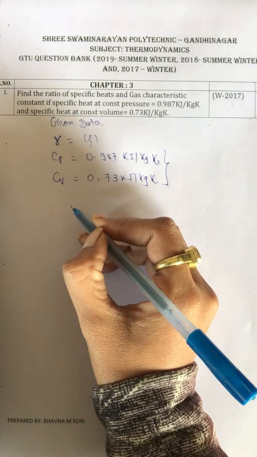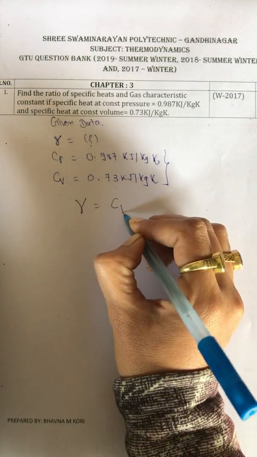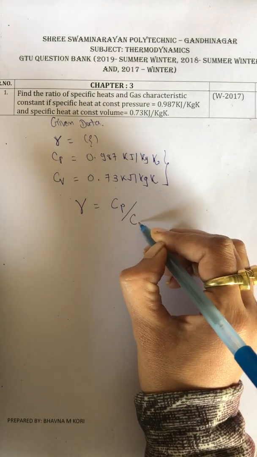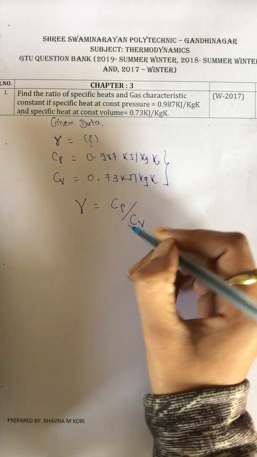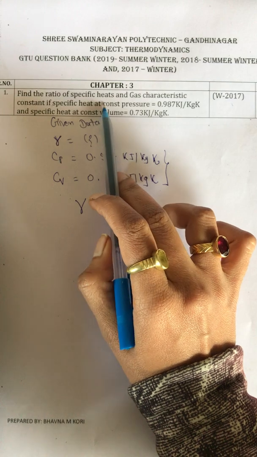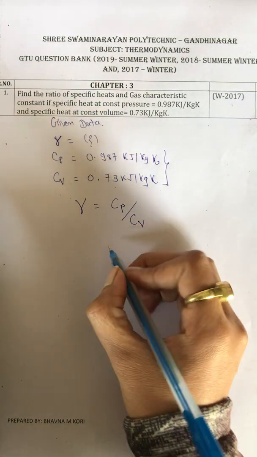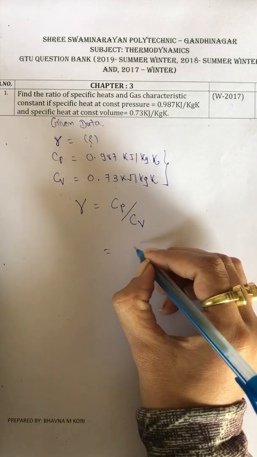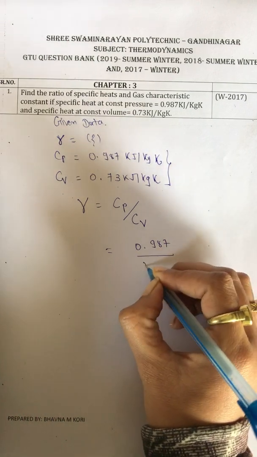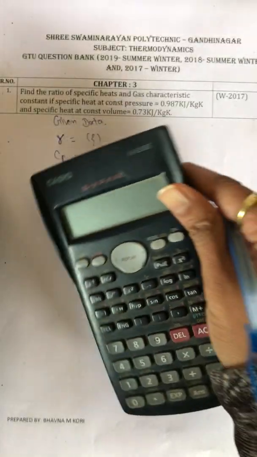Now we know what the adiabatic index is. The ratio of specific heat at constant pressure and specific heat at constant volume is known as adiabatic index gamma, that is also known as ratio of specific heat. Now we have both the values of Cp and Cv. Put the values of Cp and Cv. The value of Cp is 0.987 divided by 0.73. Now solve this value by calculator.